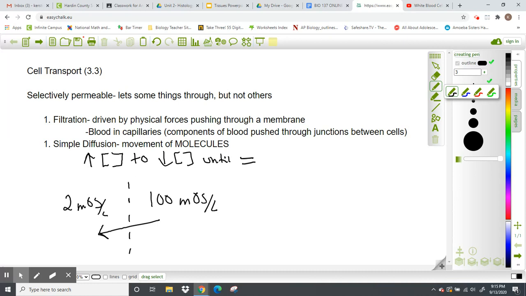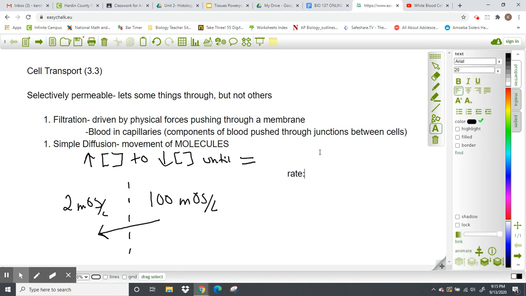Now, there's a couple things that will essentially affect the rate at which diffusion occurs, and they are as follows. So the first one is temperature. At a higher temperature, your molecules are going to move more rapidly than they will at a colder temperature. So if you heat up the liquid that is here, this movement is going to happen much quicker than if it were cold. So it's faster when warmer.